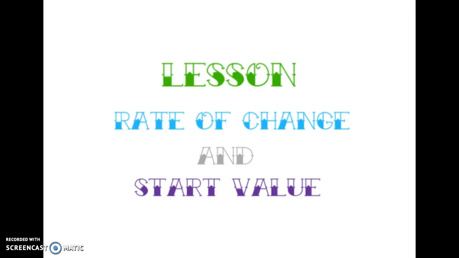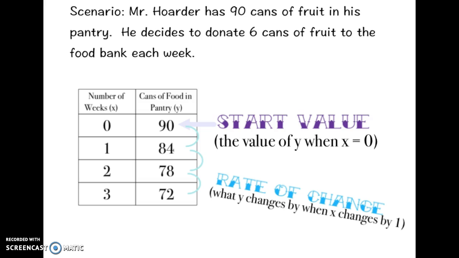In this lesson, we'll be looking at linear relationships and focusing on the rate of change and the start value. So we're going to look at this scenario for the first several examples. Mr. Hoarder has 90 cans of fruit in his pantry, but he decides he wants to donate 6 cans of fruit to the food bank each week. So you can see to the left here, this is a table that represents the situation.